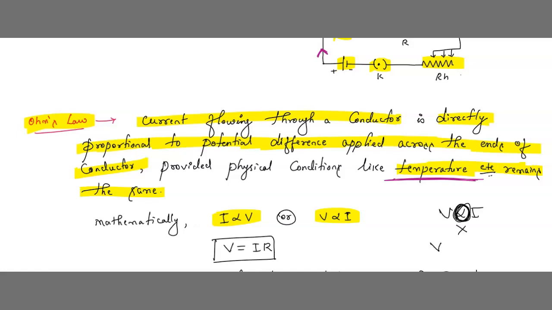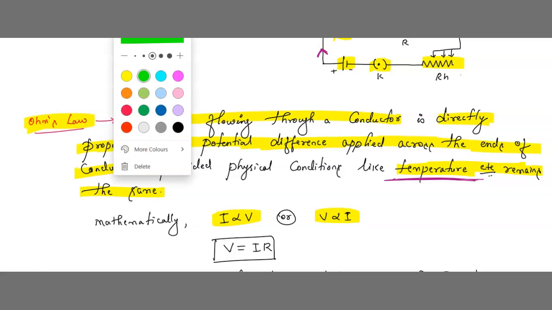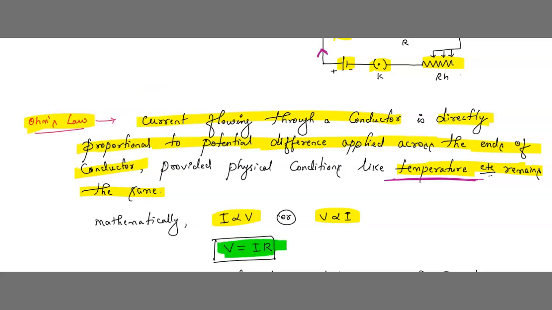Once I have removed this proportionality symbol, in place of it I write equals to, and then I am introducing a new symbol, that is R. That is called the proportionality constant. Here we can see V is equals to IR. What is R? R is the proportionality constant.